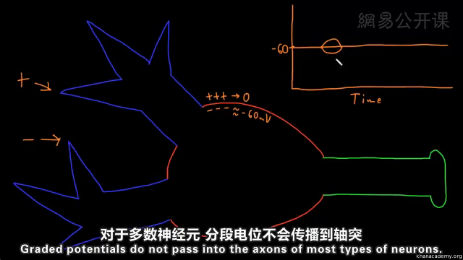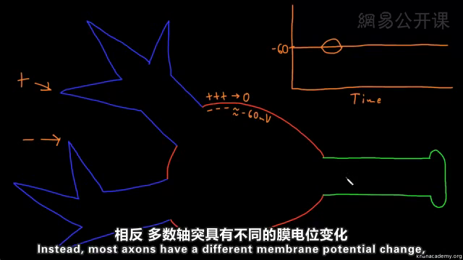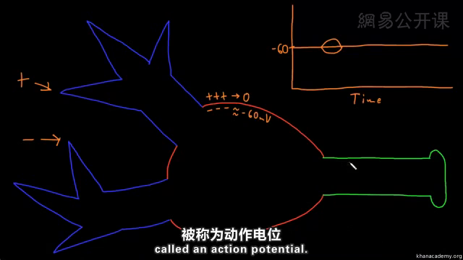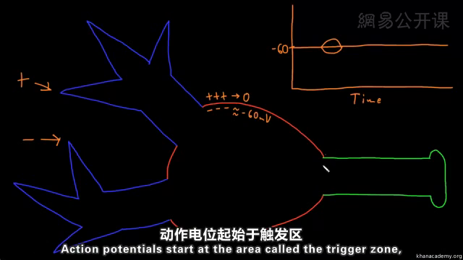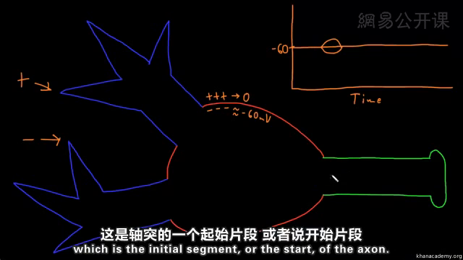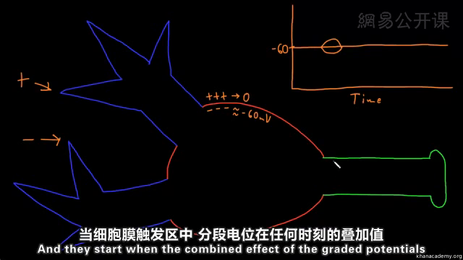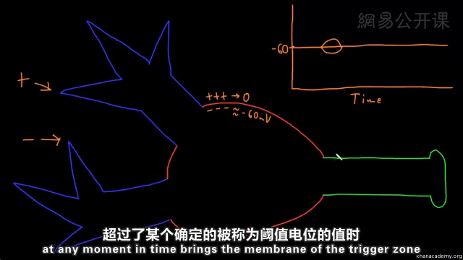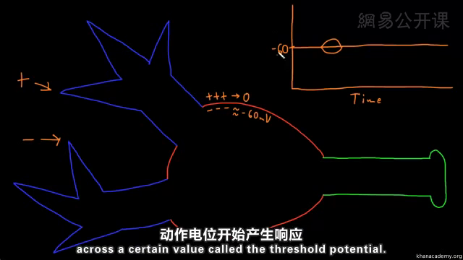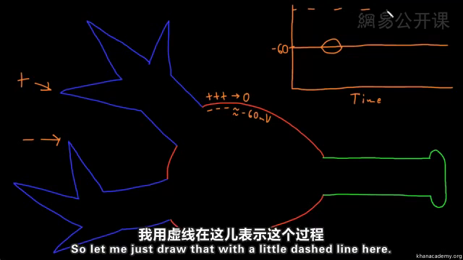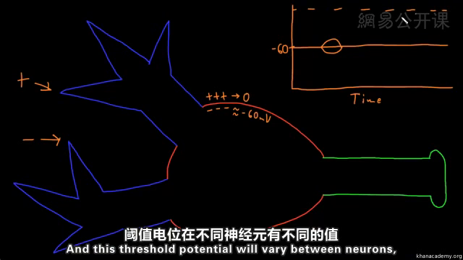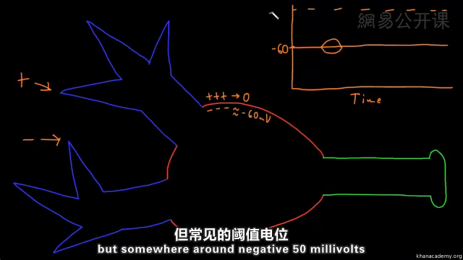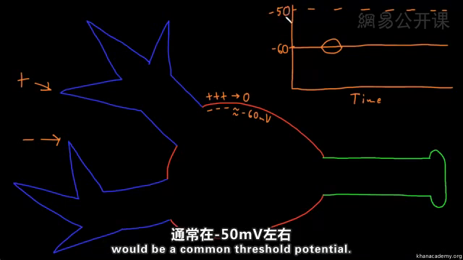Graded potentials do not pass into the axons of most types of neurons. Instead, most axons have a different membrane potential change called an action potential. Action potentials start at the area called the trigger zone, which is the initial segment or the start of the axon, and they start when the combined effect of the graded potentials at any moment in time brings the membrane of the trigger zone across a certain value called the threshold potential. So let me just draw that with a little dashed line here.